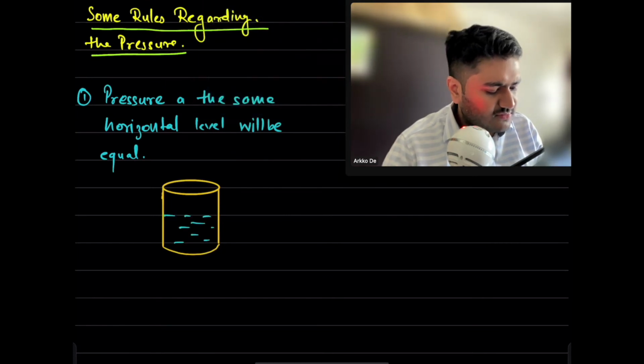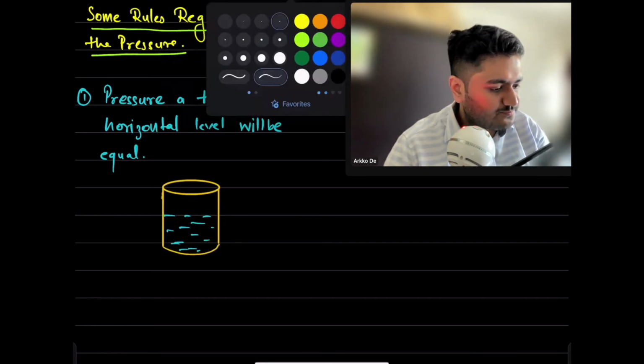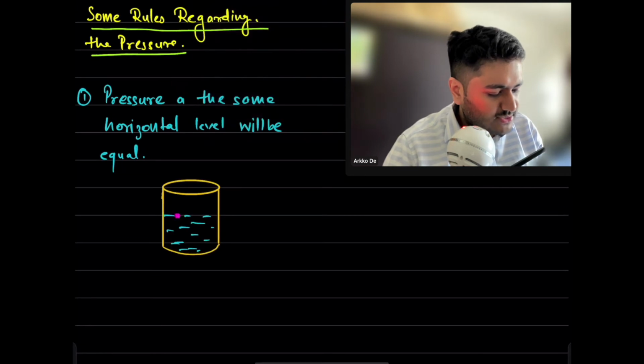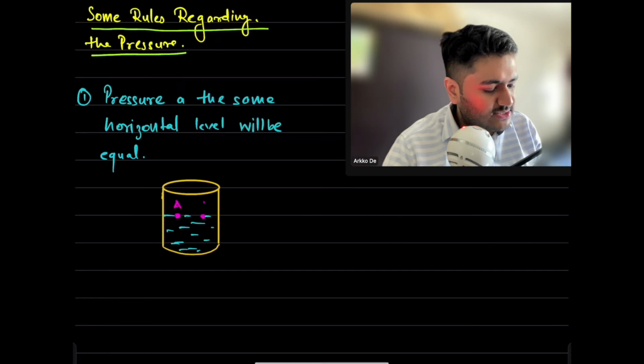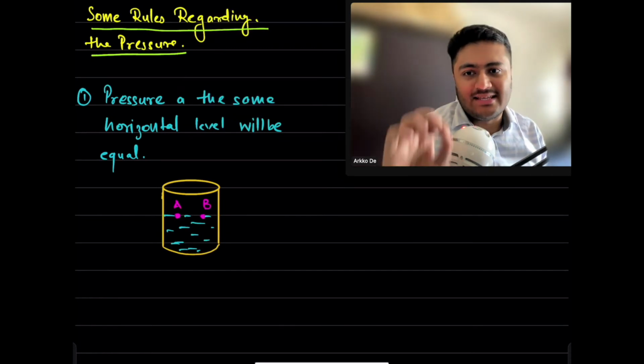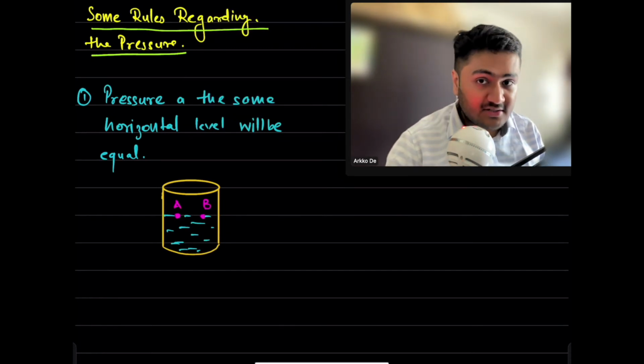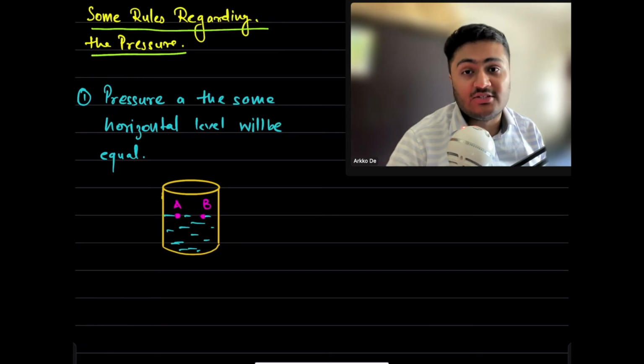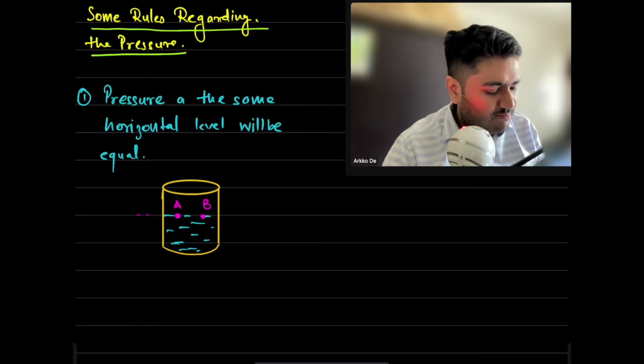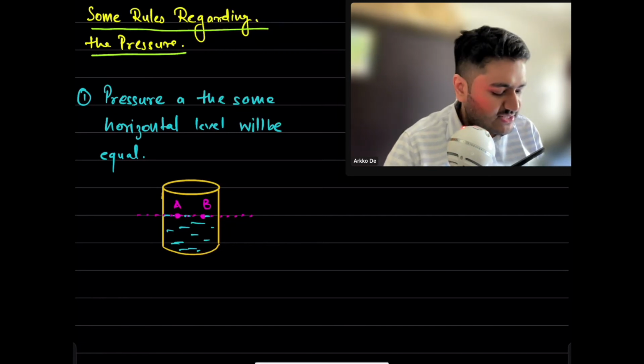Alright, some liquid in this vessel, and I've taken a few points on this vessel. So let's take these 2 points. Let me call that point A and this is point B. Since they are at the same height, or the same horizontal line, I can say that A and B are both on the same horizontal line. I will say that the pressure at point A will be equal to the pressure at point B.